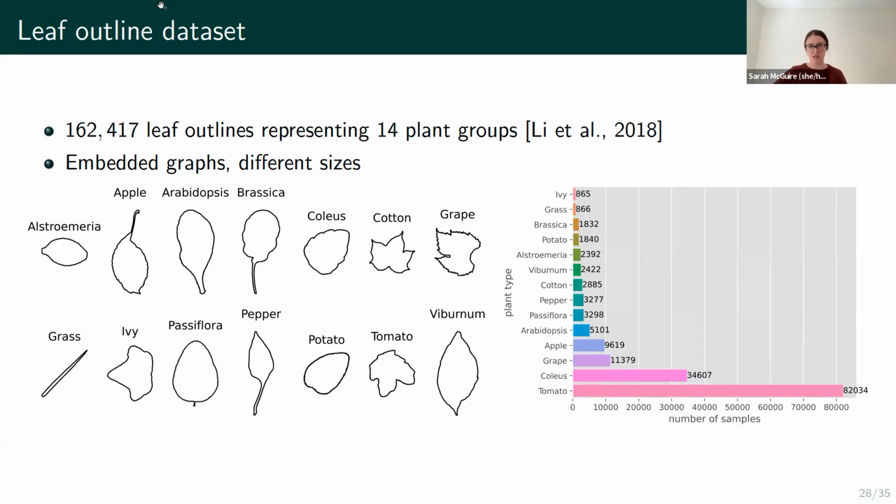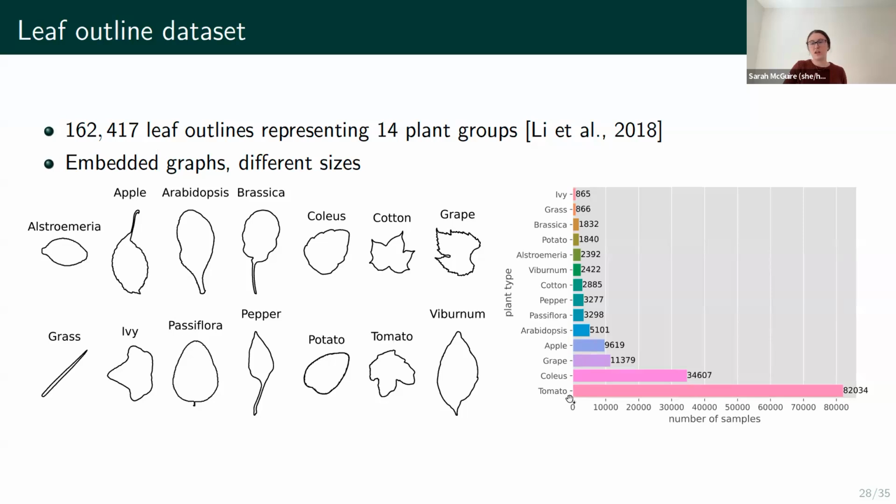The second data set we consider is much, much larger. It is over 162,000 leaf outlines and represents a very wide variety of plant groups of different flowering plants. We also represent these as embedded graphs. You can see the 14 different plant groups shown here, just some examples of what they look like, and also the distribution of classes here.